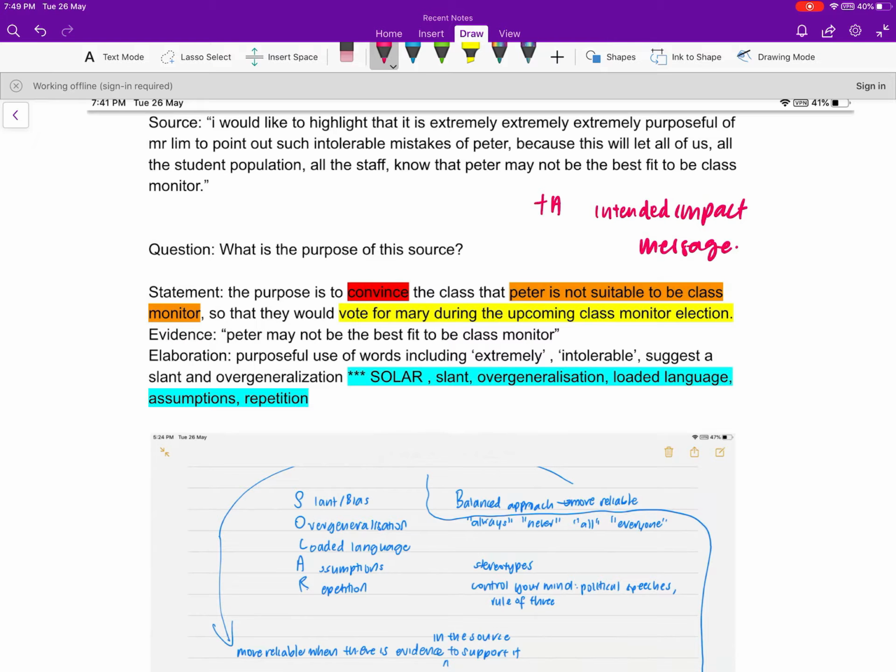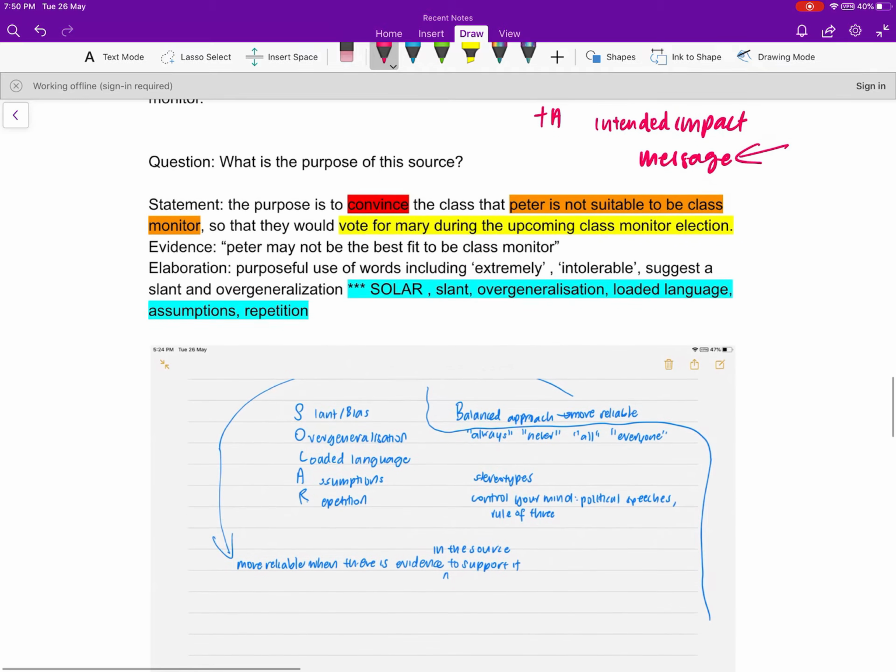So first, for inference of purpose, you must first infer the message and then infer who this message is for with the intended impact. So basically, why would this person want to make this source for what? And then you have to back it up like any inference of message question by using evidence and elaboration, evidence quoting from the source. So let's break down this response.